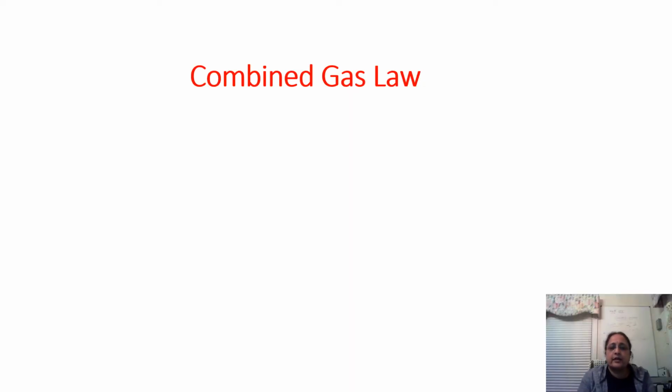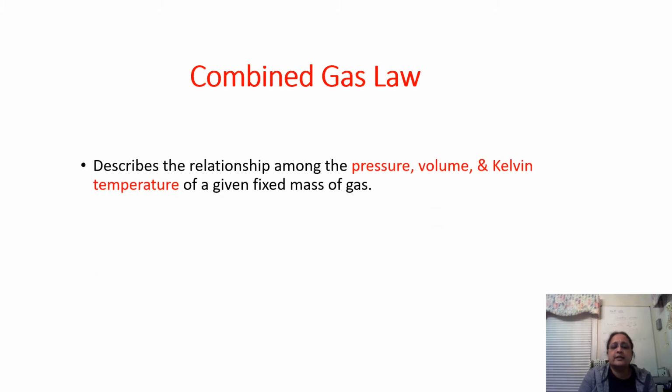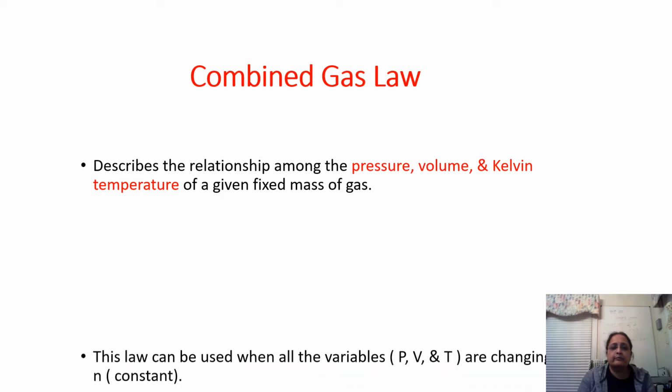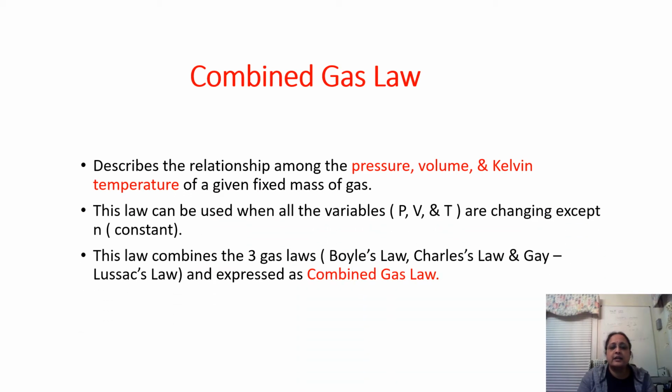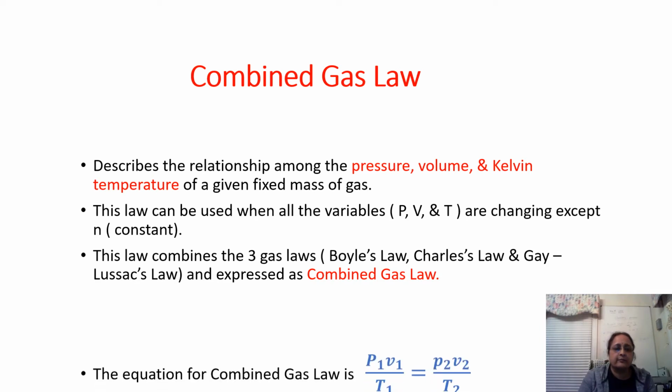Next is the combined gas law. This law describes the relationship between the pressure, volume and temperature, and the one that is constant here is the mass of the gas. So in that scenario, it combines all three laws, Boyle's, Charles' and Gay-Lussac's law, and it is expressed as the combined gas law.